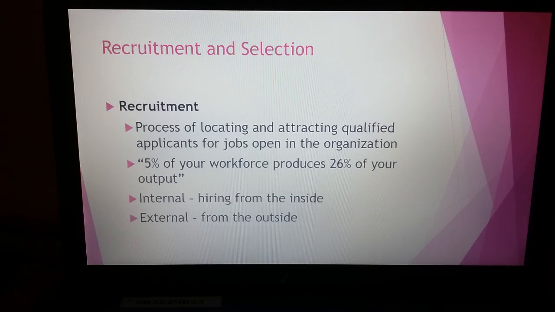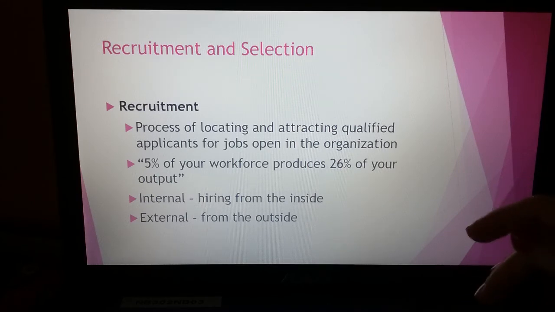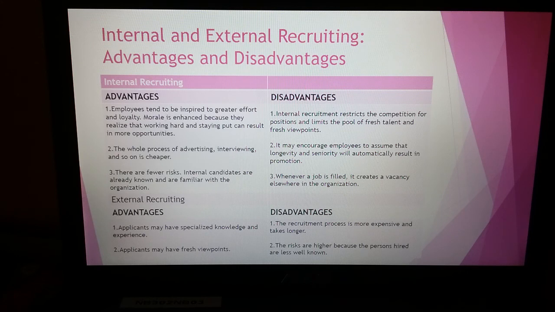Okay, so recruitment and selection. Basically, it's finding qualified applicants. So there are two options: internally or externally. So you can hire from within, or you can find people out in the general environment. There are advantages and disadvantages to internal and external recruiting. And I apologize, that goes on top of each other. My mistake. Okay, so internal recruiting, pros and cons.